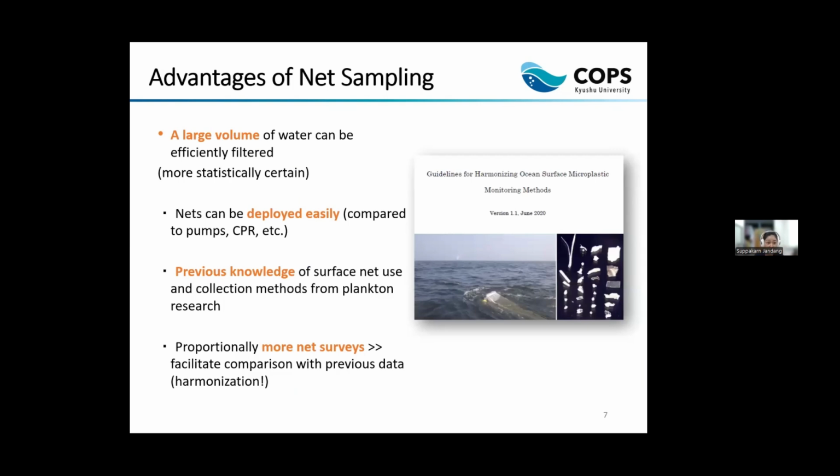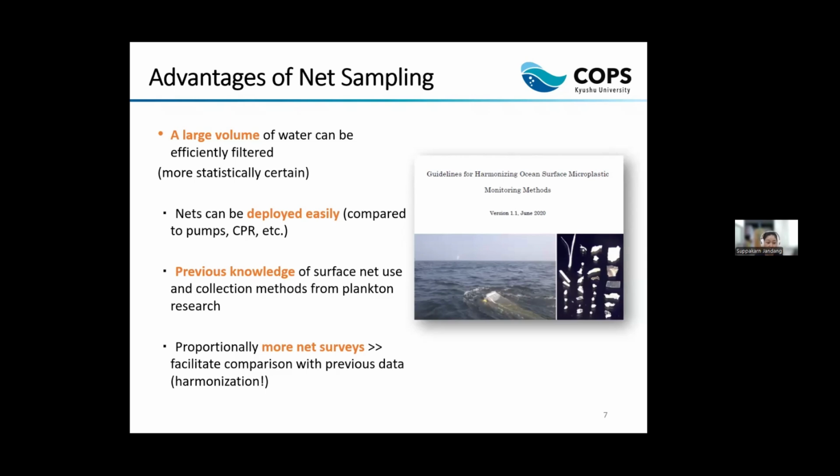This is the reason for the advantage of net sampling. If you need to understand more detail, you can go to this guideline, the guideline for harmonizing ocean surface microplastic monitoring methods, which was written by Ishida et al. in previous work, and you can still follow this method. Why is the net very advantageous for floating microplastic? First, it can collect a large volume of water. If you use another kind of sampler, for example a water sampler, you can collect with that as well. But compared to that, with a net you can get a large amount of water.